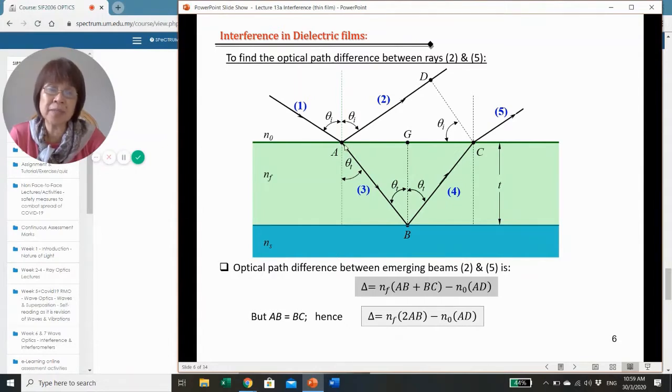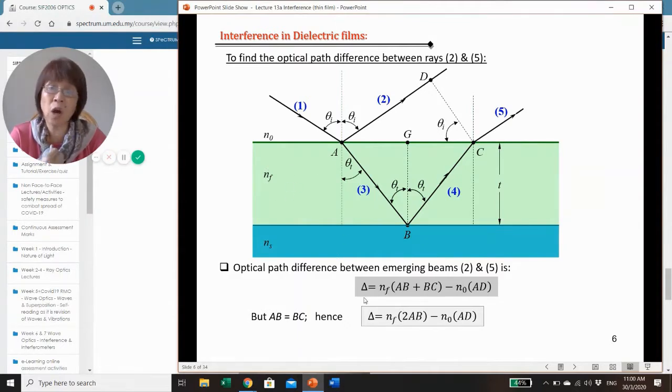So the incident beams start to split here. For the path difference, from a point C here, where the beam reflected from the bottom surface emerges out from the top surface, you draw a perpendicular line because these are parallel rays going out. So from here onwards, they will be equal distance before they meet at point P. But the difference in path taken by beam 2 and beam 5 would actually be contributed by this distance here, which is N0 times AD. And for beam 5 here, it would have traveled a distance of AB plus BC multiplied by the refractive index of the film.